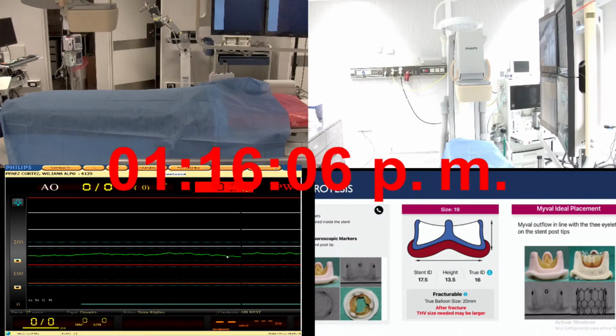¿Y esa hora que tenés ahí? La puse para ver la demora.